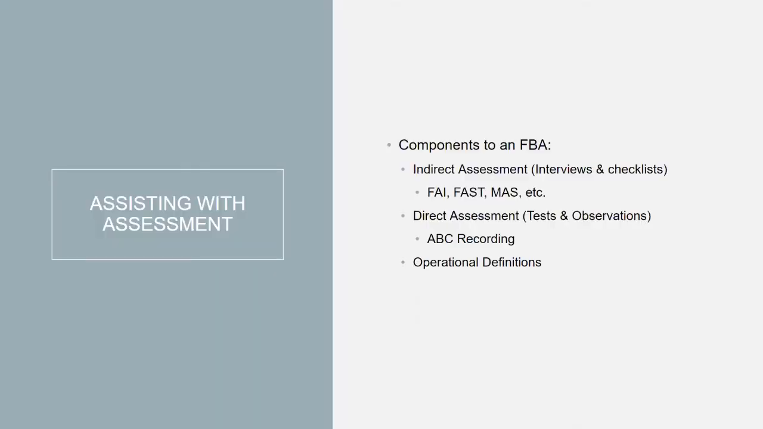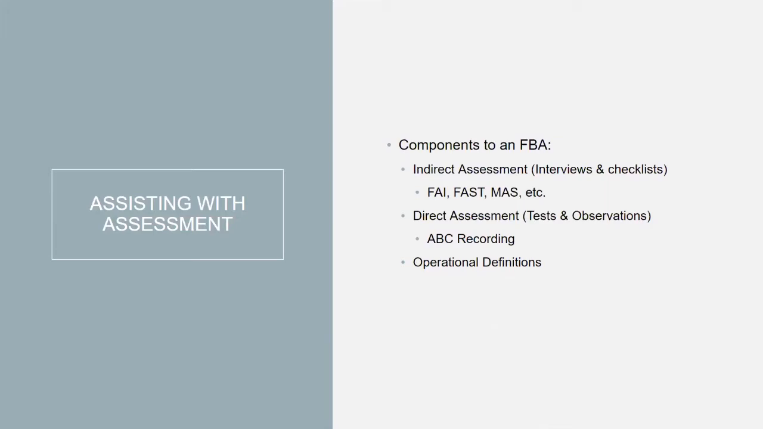There are different components to the FBA process, such as indirect assessments. Indirect assessments are interviews that you may have with caregivers or staff that work with the client. Some other indirect assessments that you may see are called the FAST, the MAS, the QABF, etc. These are different indirect assessments used to obtain more information about the client. When we say indirect, this is based off other people's outlook on the client and what they think versus directly observing the client engaged in their everyday routine and target behaviors.